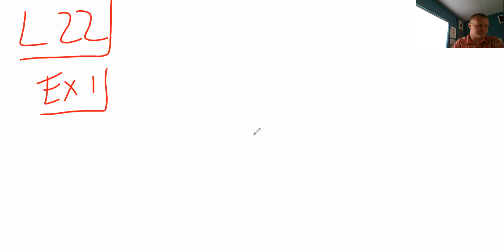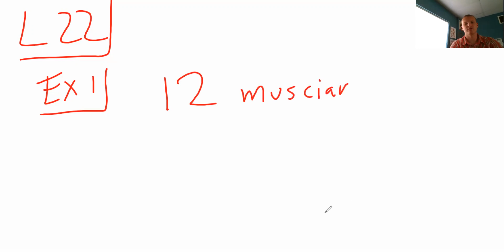Example number one, 2/3 of the 12 musicians played guitars. How many of the musicians played guitars? So how many total people are there? How many musicians does it say total there? Right here, Talon? It says 12, yep. So there's 12 musicians.